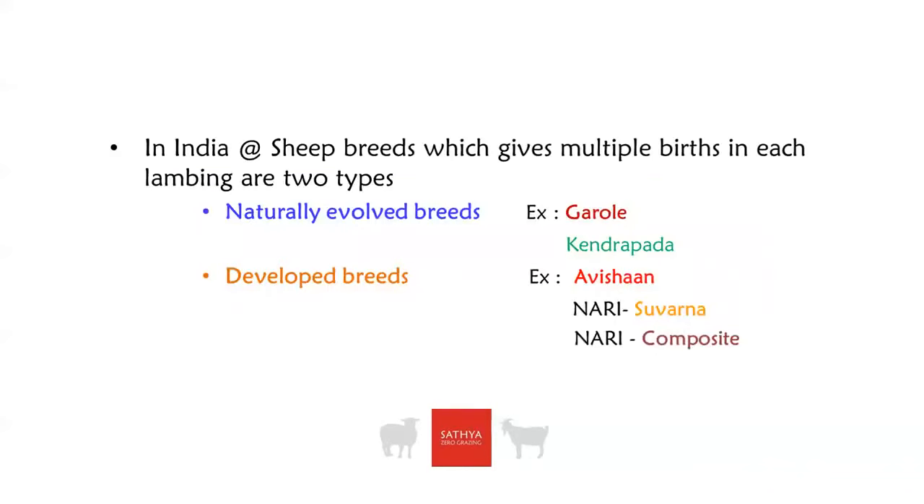Sheep breeds which give multiple births in each lambing are of two types: naturally evolved breeds and developed breeds. Garole and Kendrapada are naturally evolved breeds, and three breeds are developed breeds. They are Avishaan, Nari Suvarna, and Nari Composite.